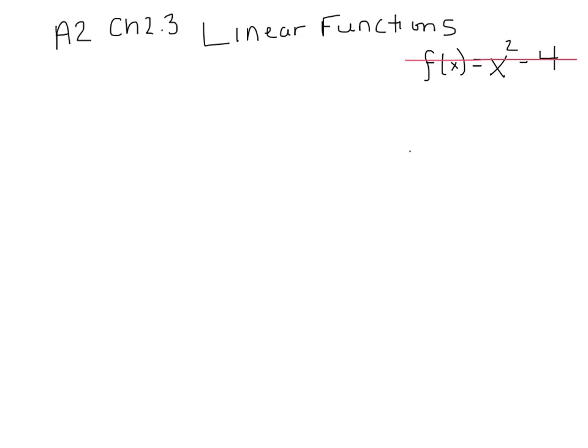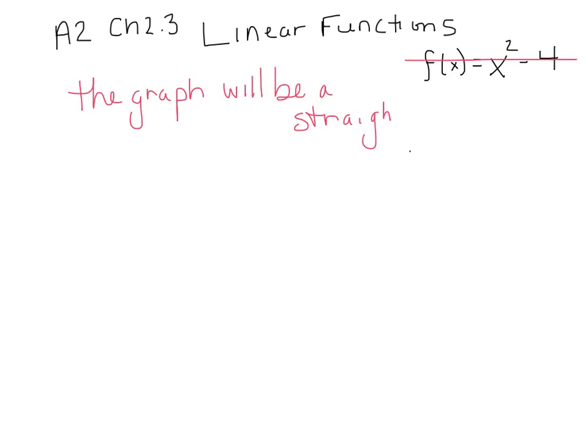What makes a function linear, I should say, is the fact that the graph of a linear function will be a straight line. Okay. So, as we know, those functions look something more like this. f of x is equal to 6x minus 4. So there's a linear function for you.